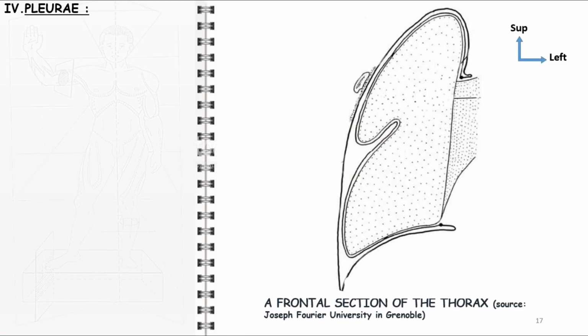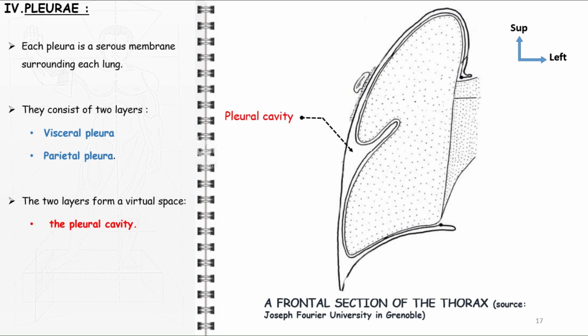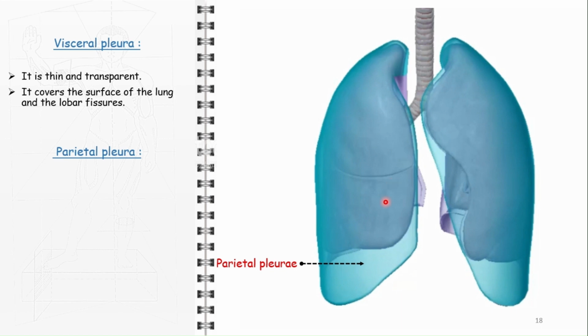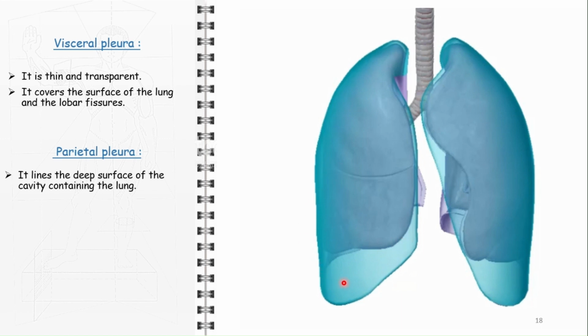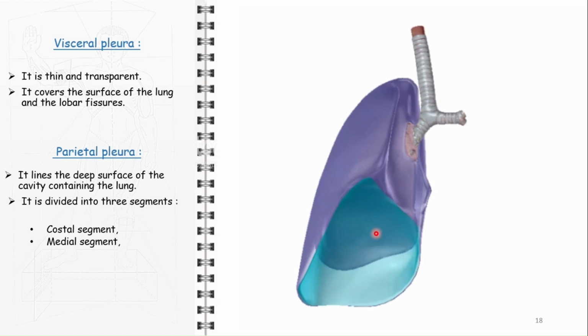In the second part of this video, we'll focus on the pleurae. Each pleura is a serous membrane surrounding each lung. It consists of 2 layers: the visceral pleura and the parietal pleura. These 2 layers continue into one another at the hilum of the lung, forming the pleural cavity. The visceral pleura is thin and transparent, covering the surface of the lung and the lobar fissures, whilst the parietal pleura lines the deep surface of the cavity containing the lung, to which it is attached by a cellular layer called the endothoracic fascia. It is divided into 3 segments: the costal segment, the medial segment, and the inferior segment.